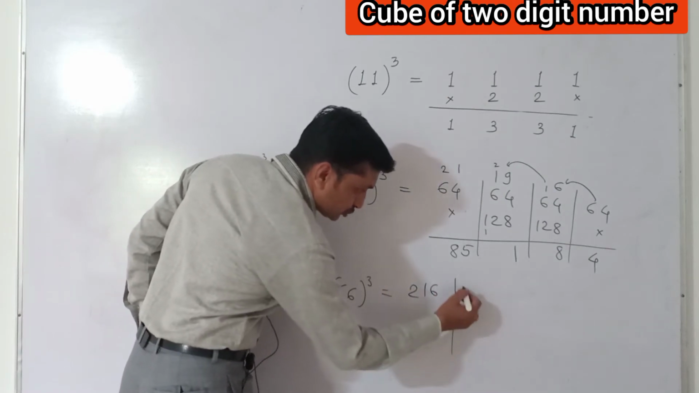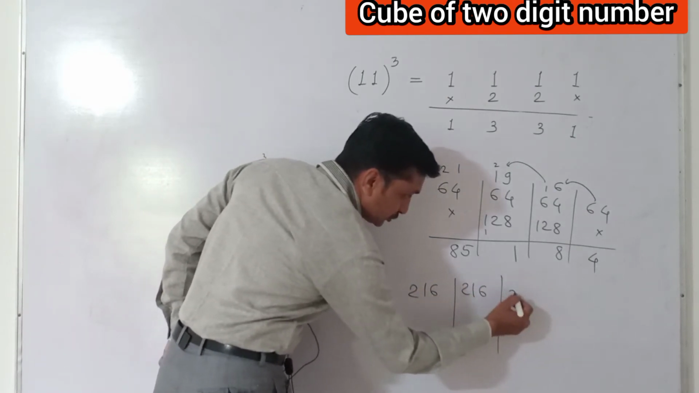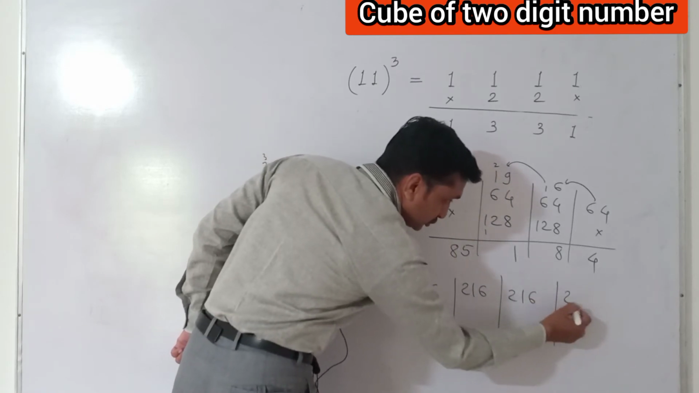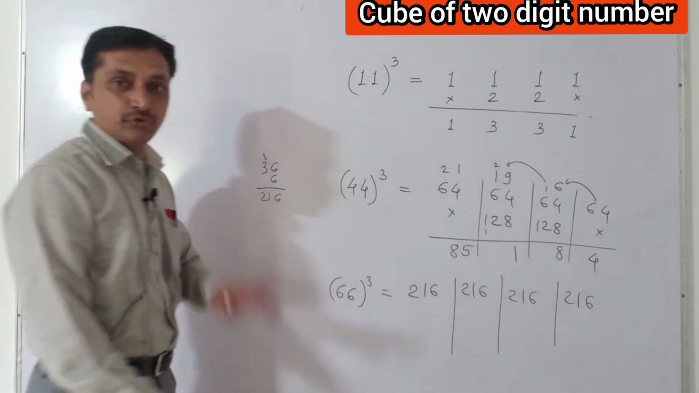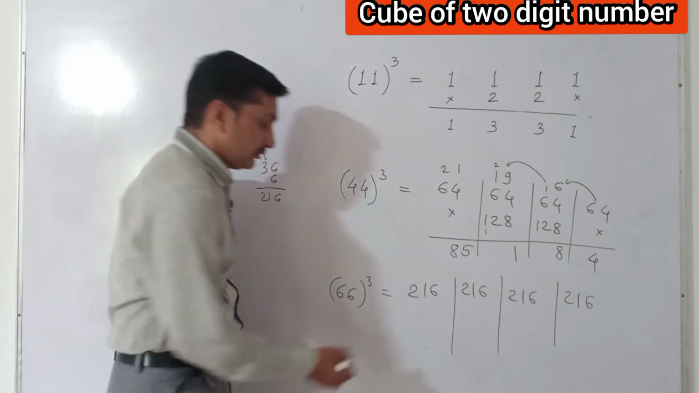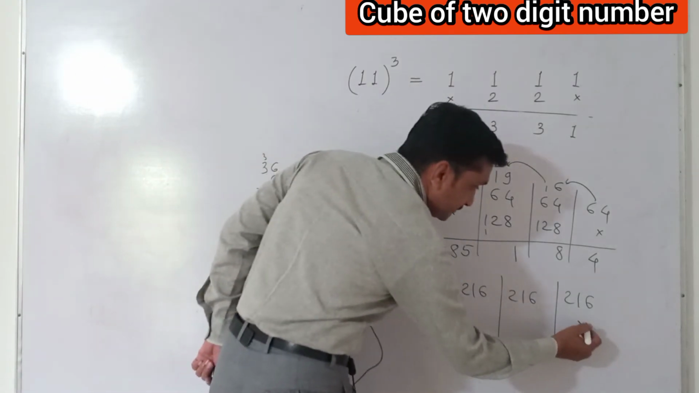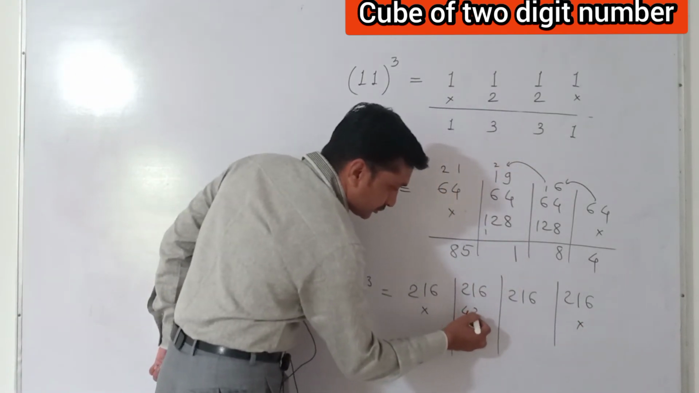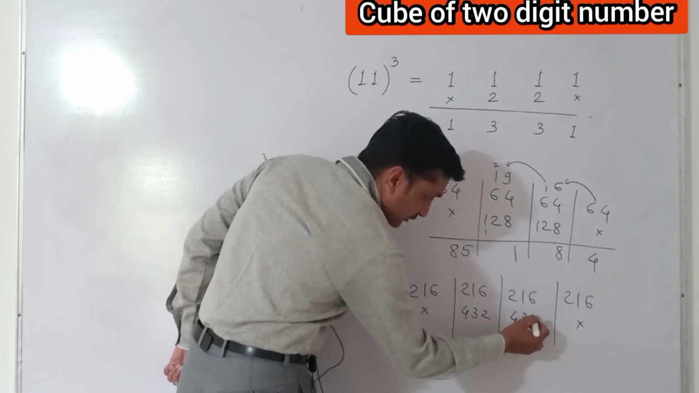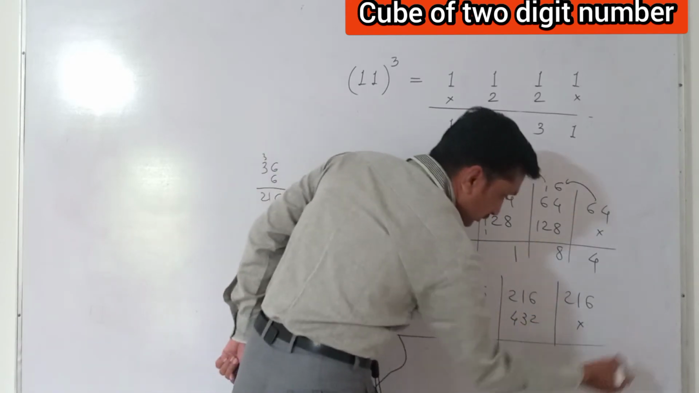Write 4 times: 216, 216, 216 and 216. 4 times, digits are the same. First number and last number leave it. Double of this, 432, double of this, 432. Now let's add.